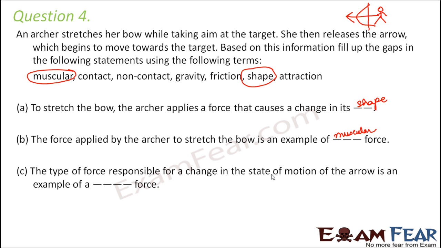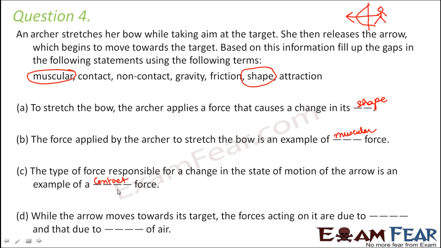The type of force responsible for a change in the state of motion of the arrow is an example of a ___ force. Which type of force is causing a change in motion? Muscular force, right? Because we are applying a force with our hands, and a muscular force is an example of a contact force, because muscular force acts only when the two objects are in contact. For example, here the hand of the archer and the bow and arrow, they are in contact with each other.